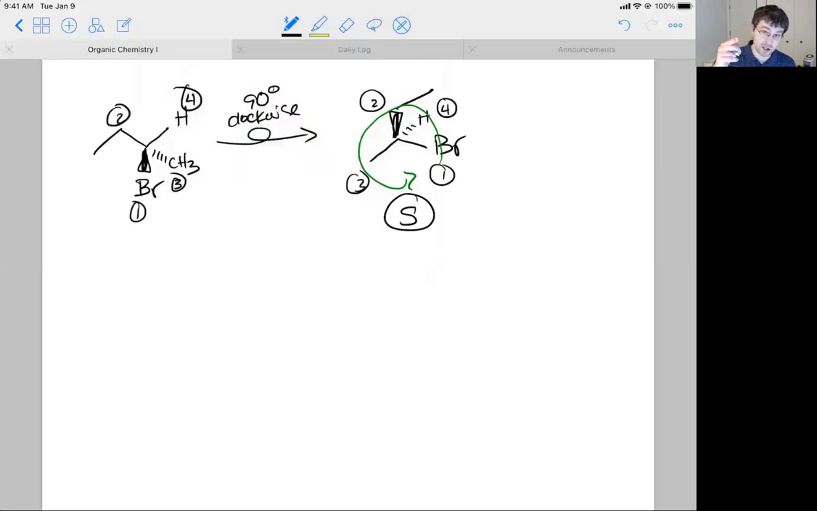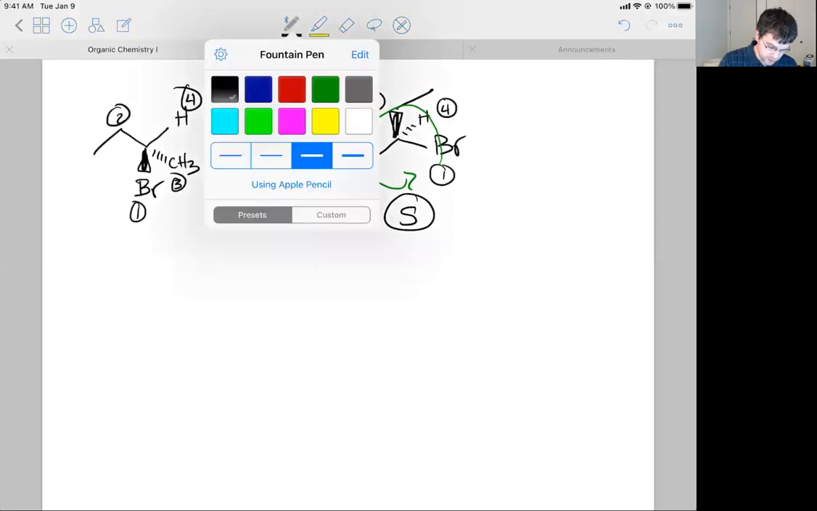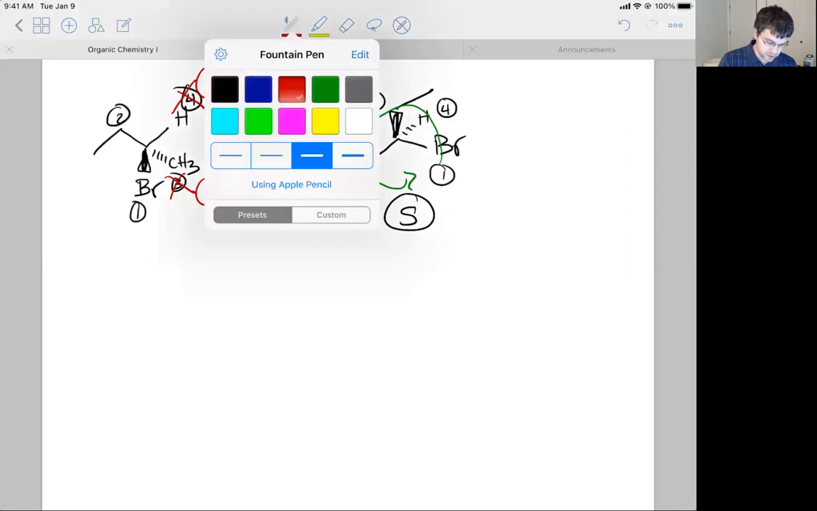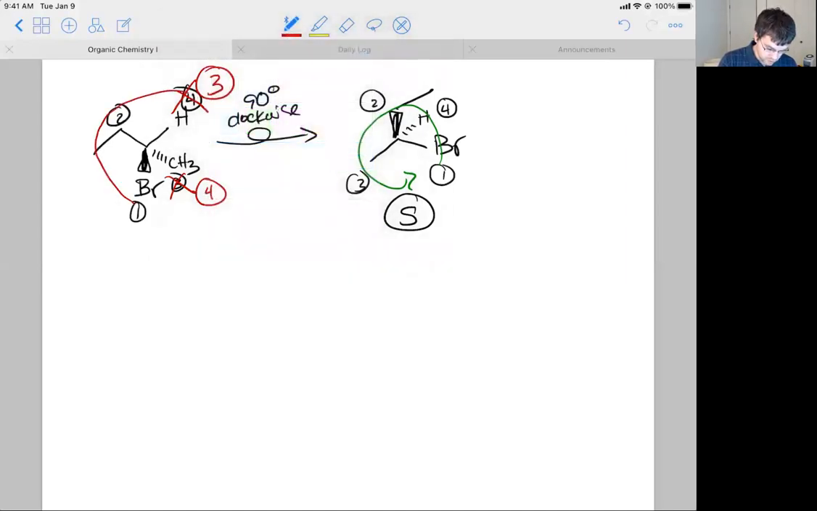Well, there is. We're going to swap number 4 for what's in back. Let's swap number 4 for what is in back. And that's number 3. And then we have number 4 here. Okay, so now I'm going to connect from 1 to 2 to 3. And that tells me I've got R, right?